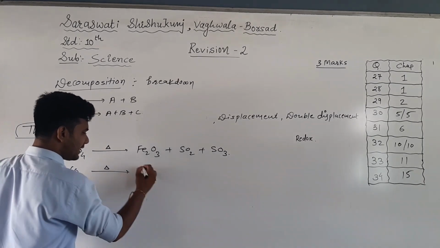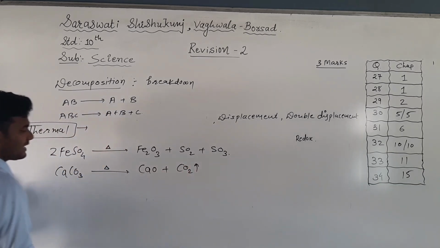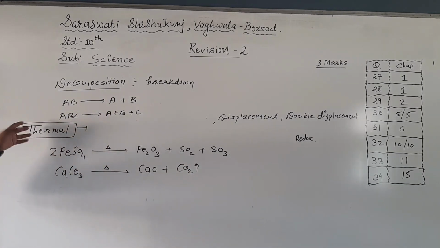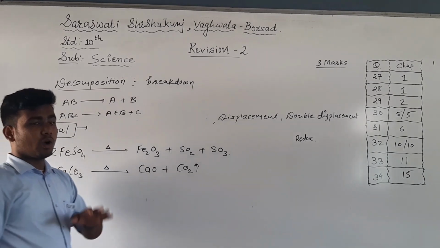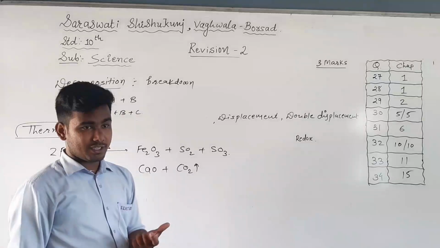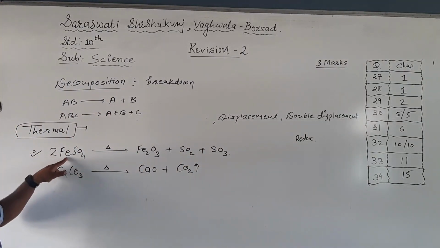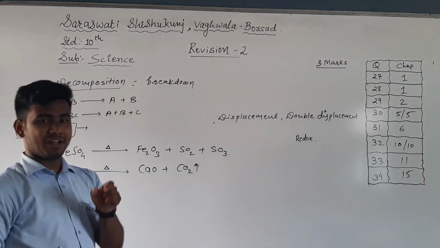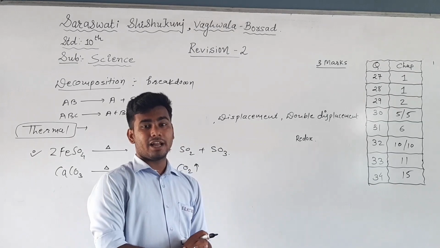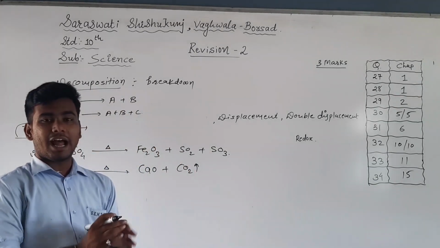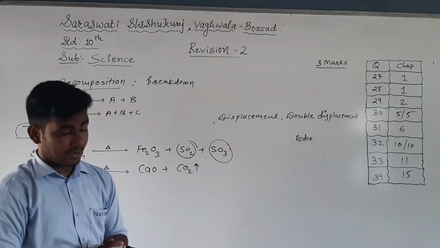When it is heated, it will give us calcium oxide plus carbon dioxide in the form of gas that will be released. So in thermal decomposition reaction, we can write these examples. Also there are some activities, like two activities. The first activity is related to FeSO4. In a test tube we are taking ferrous sulfate, and when we heat that ferrous sulfate, it will give us ferrous oxide and evolution of sulfur dioxide.